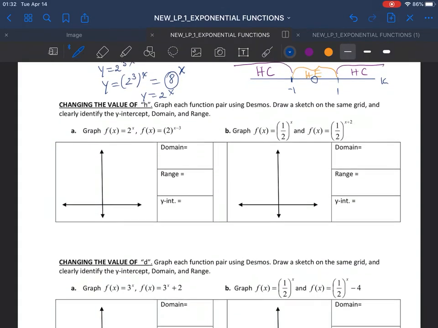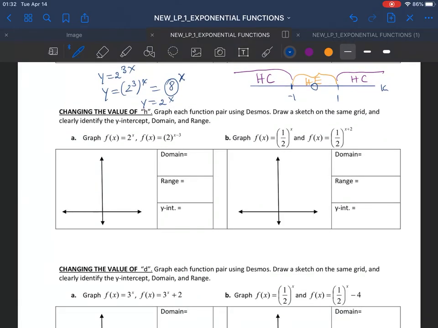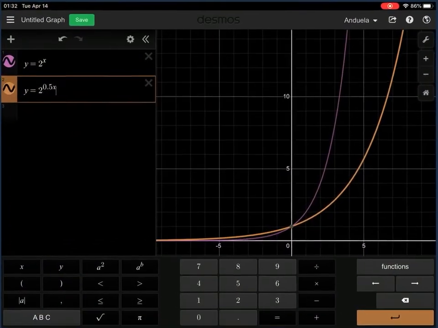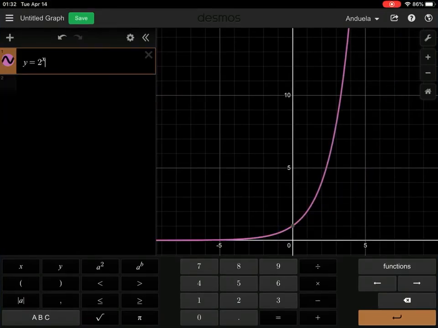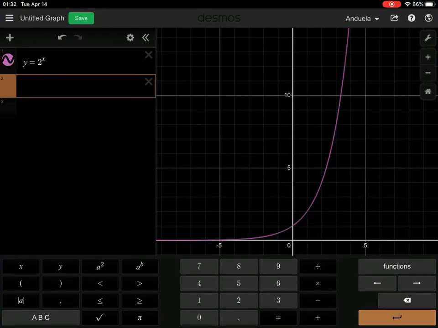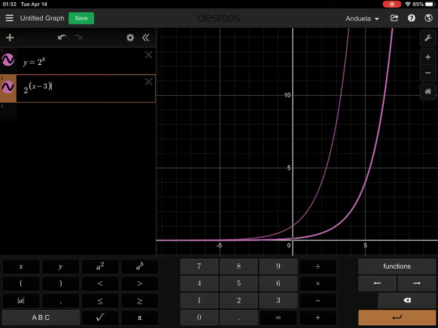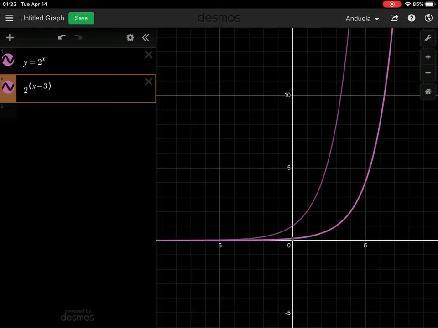All right, the next change that we are going to observe is the changes in the values of h, where h actually represents the horizontal translation. So we're going to graph both functions, 2 to the x and 2 to the x minus 3. Y equals 2 to the power of x minus 3. Okay, so I wish it shows a different color.